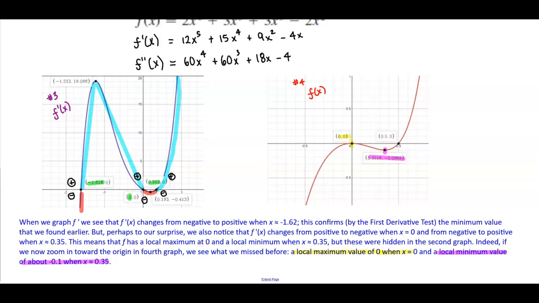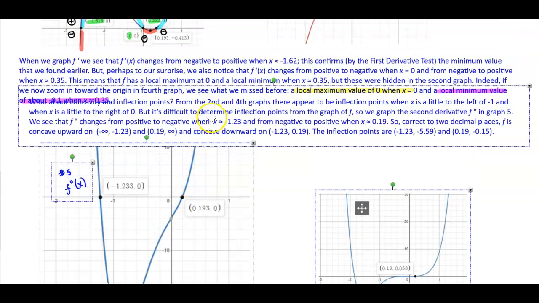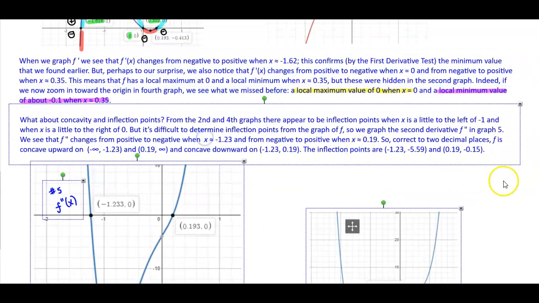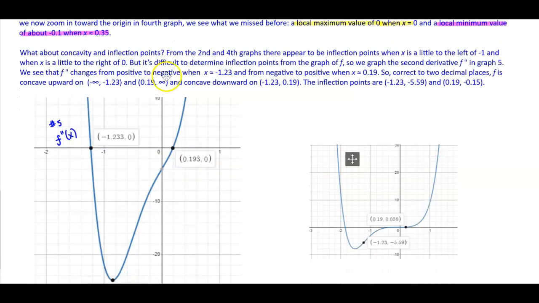Okay, now let's talk about concavity. If we want to talk about concavity, we need to look at the second derivative. So let's take a look at the graph of the second derivative. What about concavity and the inflection points? From the second and the fourth graphs, there appear to be inflection points when x is a little to the left of negative 1.